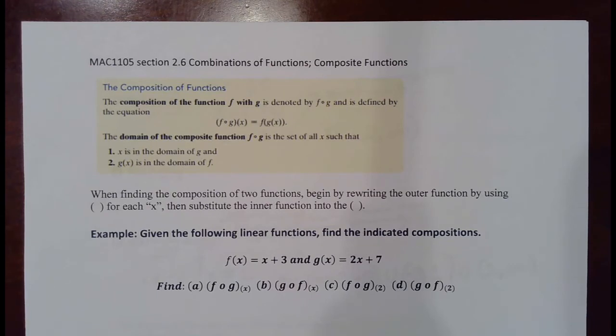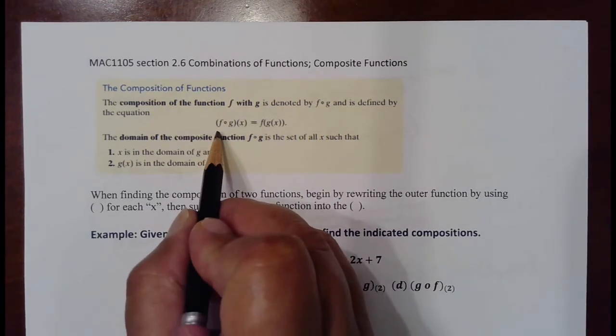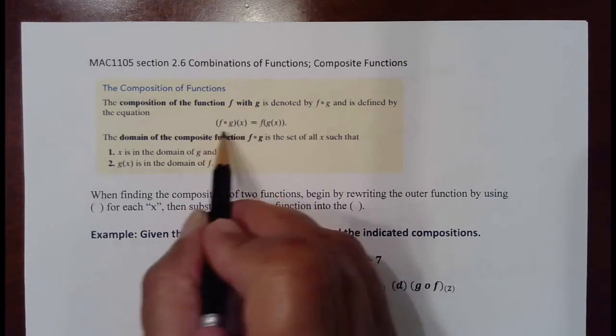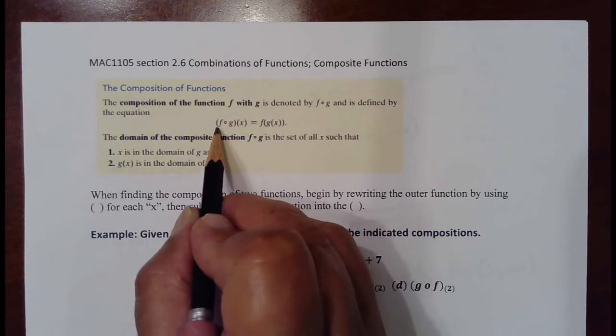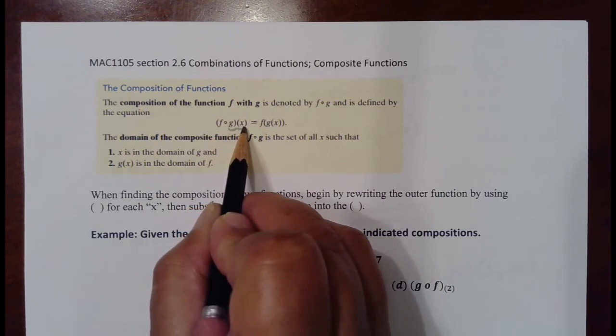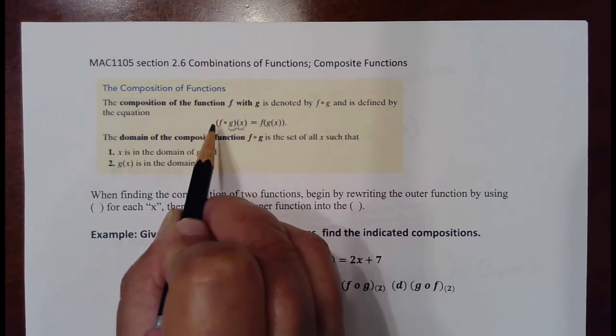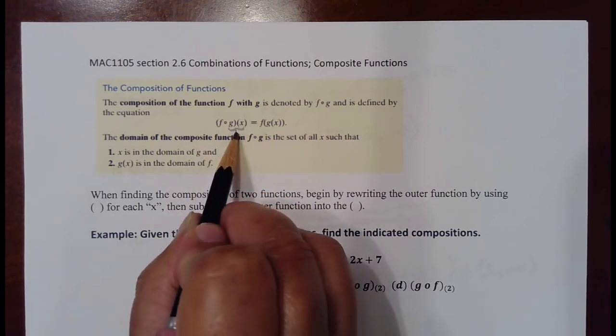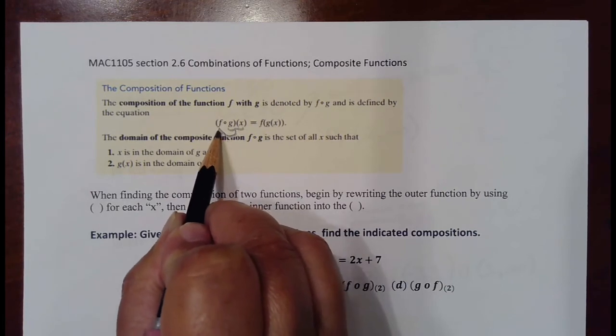It can be stated, instead of using this bubble right here, with an extra pair of parentheses, and it's still read f composed of g. This is still the inner function, and you're always plugging the inner function into the outer function, which is what I'm going to demonstrate.